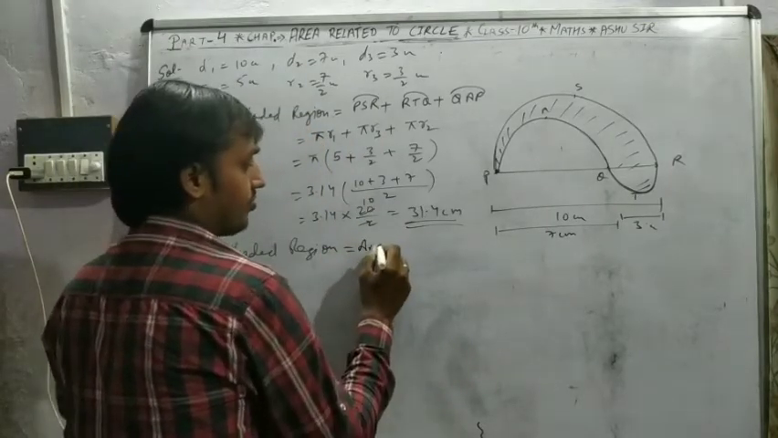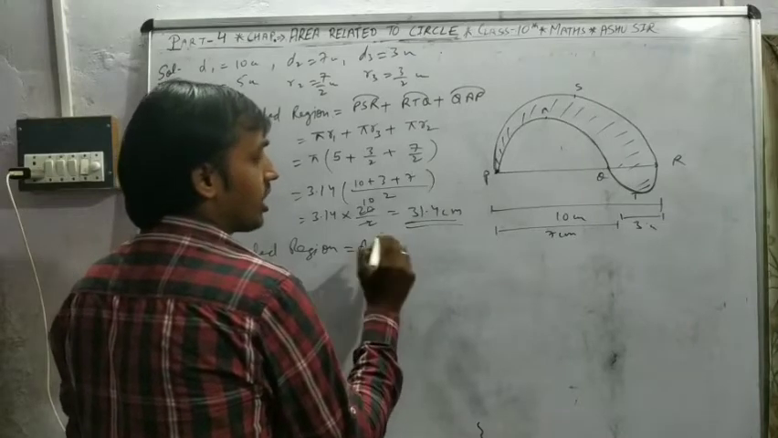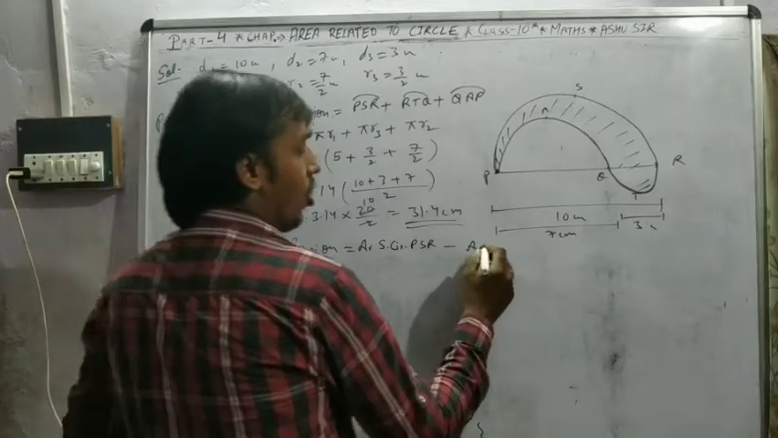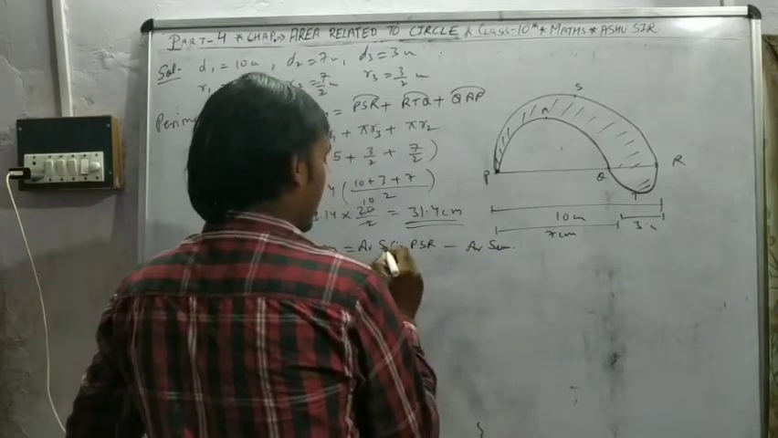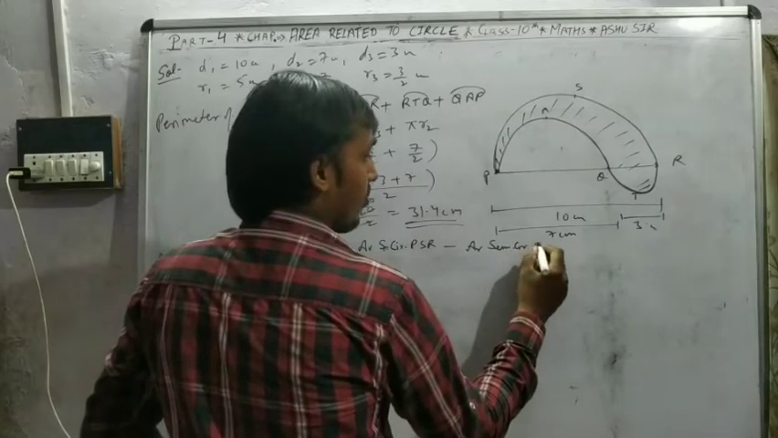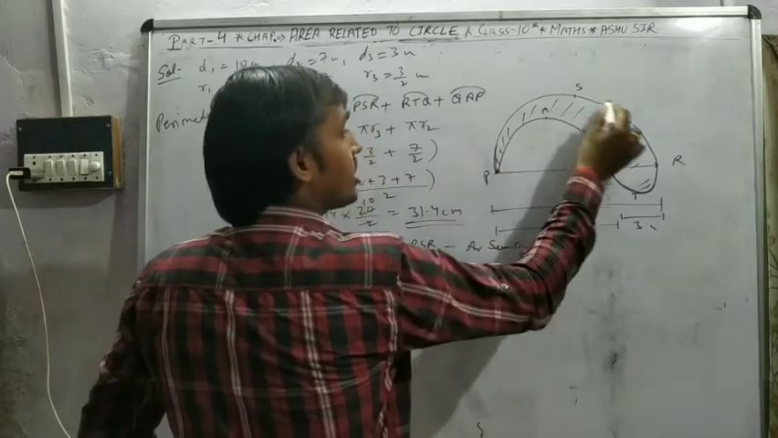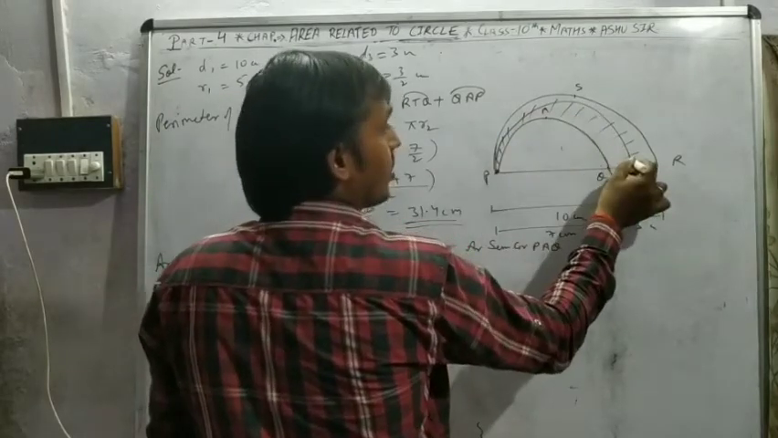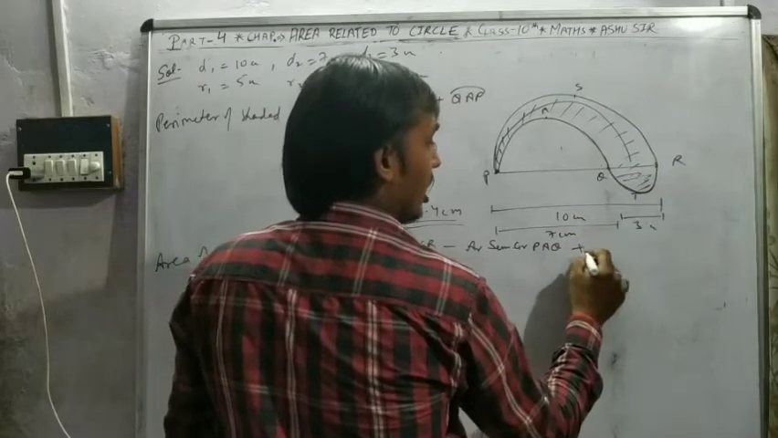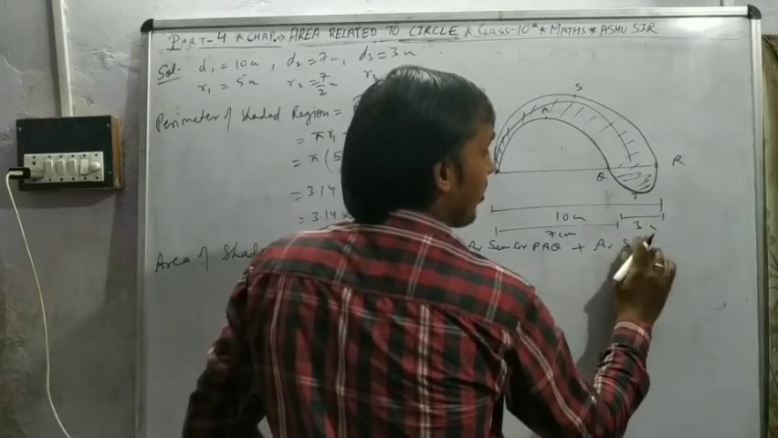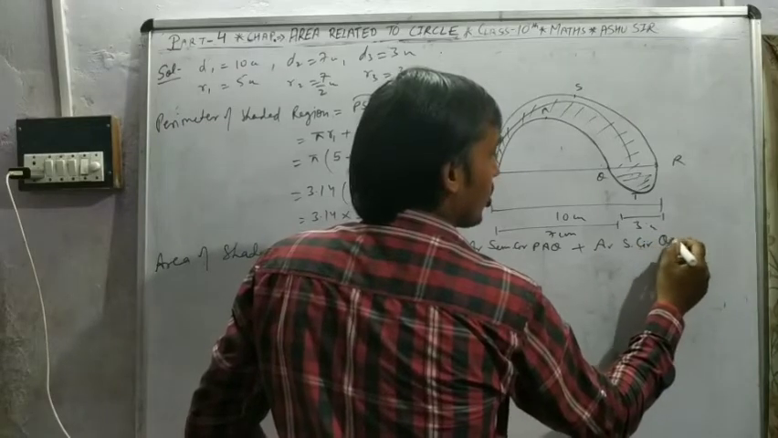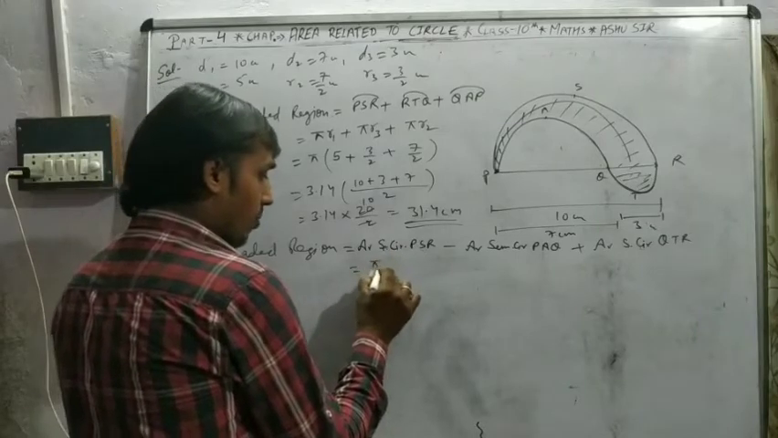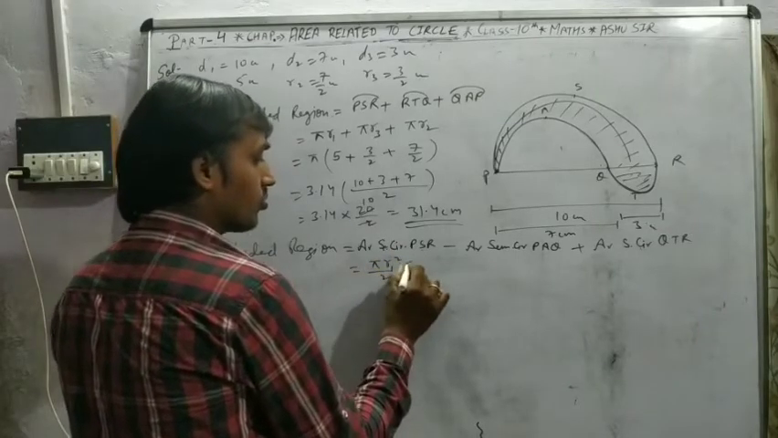Area of semicircle PSR minus area of semicircle PAQ. It means this part minus this part, so you get this part, but this is also shaded. Then add area of semicircle QTR. Put the formula. Semicircle is pi r1 square by 2, the first semicircle.